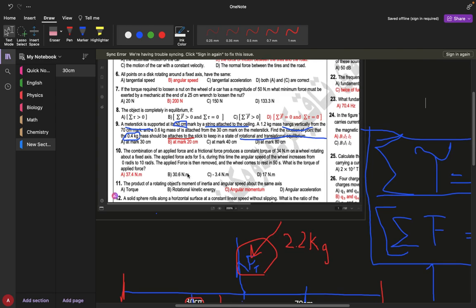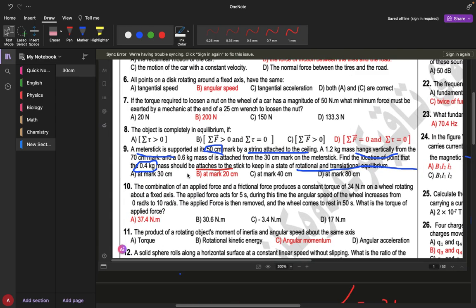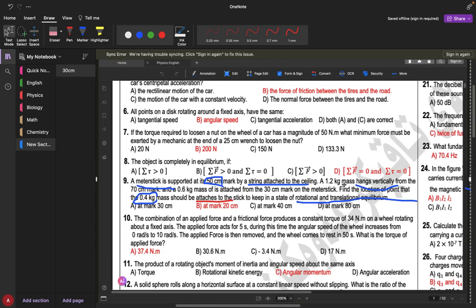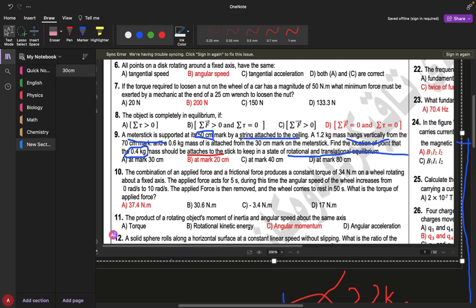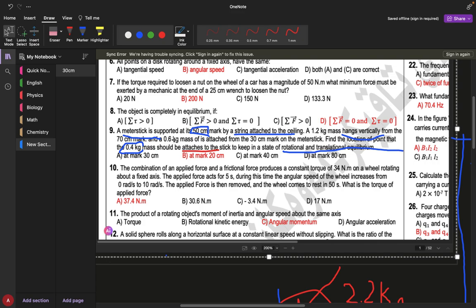Also, I need you guys to focus on reading very well, because if you don't know what it means, you cannot get it right. For example, by a string attached to the ceiling, that just shows tension force. Hangs vertically is like hanging. No wonder. 0.6 kilogram mass is attached. Attached means that it is hanging as well. My bad. 0.4 mass should be attached. You should know what you're studying and what it is talking about. So I'll tackle question 10 in another video, okay?